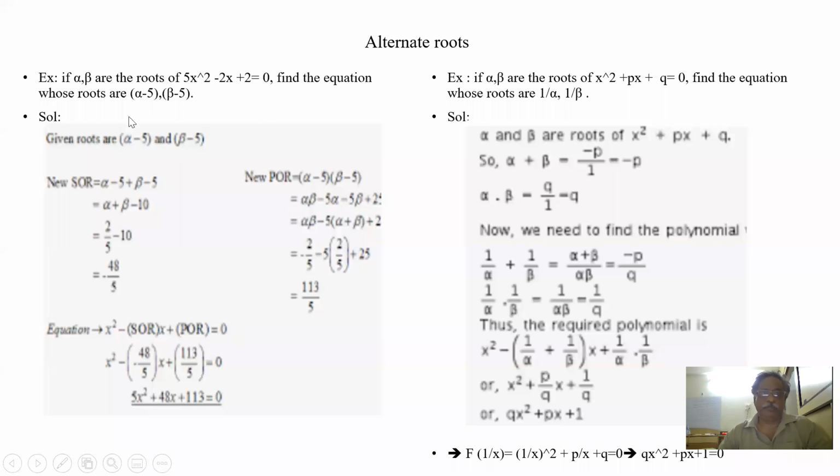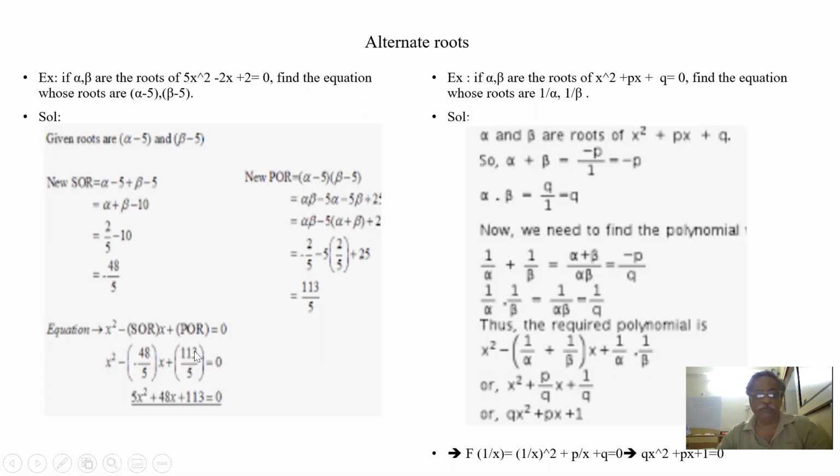See here, if I put in place of this root x1 minus 5, x2 minus 5, so in place of x, if I put x plus 5, I'll get the new equation. So 5 into (x plus 5) whole square minus 2 into (x plus 5) plus 2 is equal to 0. So 5 into (x plus 5) whole square is 5x square plus 5 into 10x, 50x, minus 2 into x plus 5, minus 2x is 48x. I'm getting 48x plus 5 into 25, 125, minus 10, 115, plus 2, 117. So I should get 117.